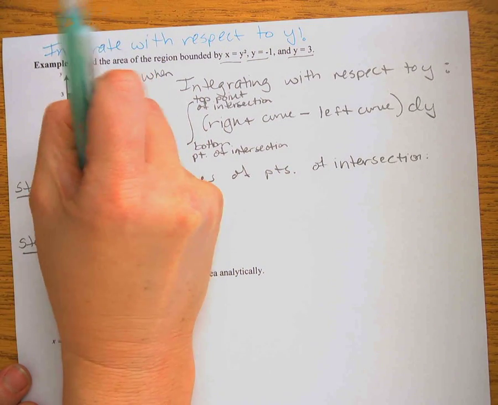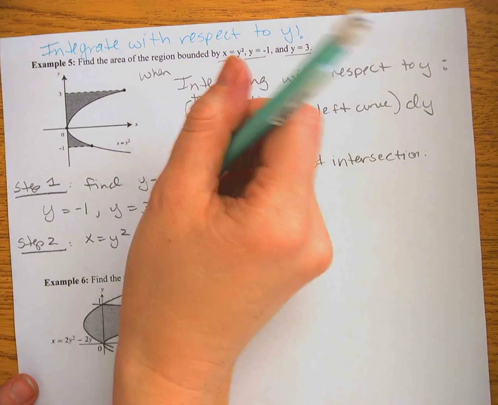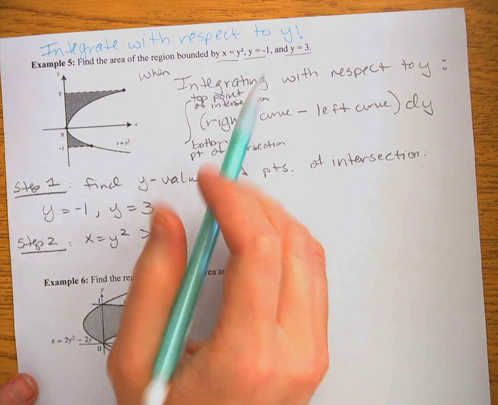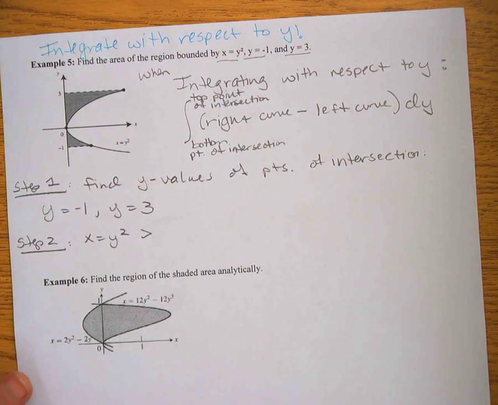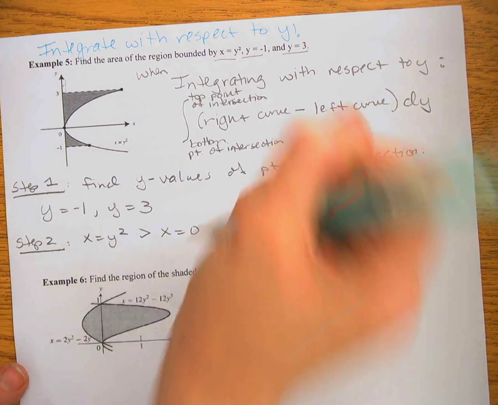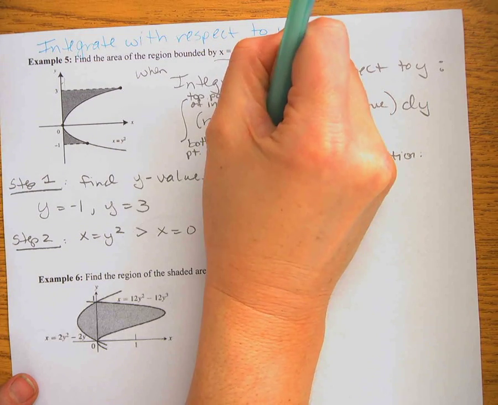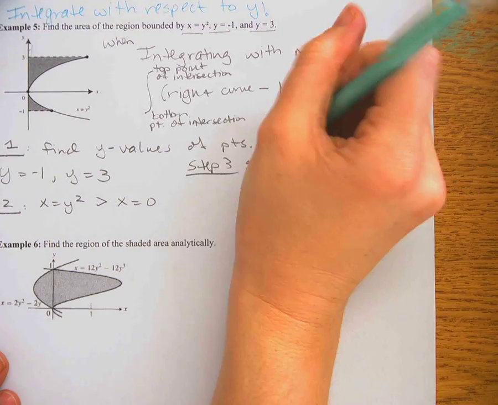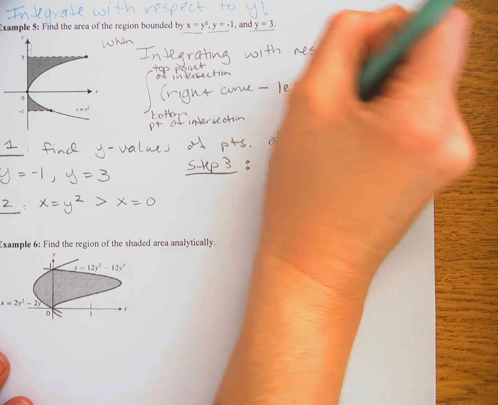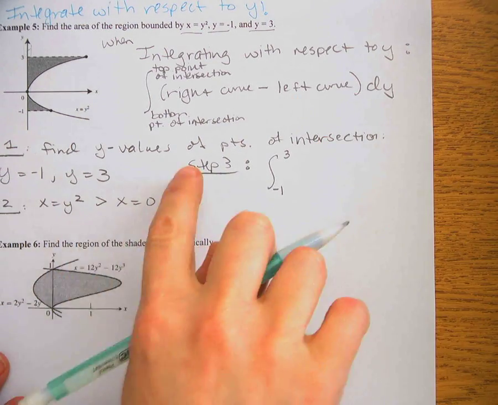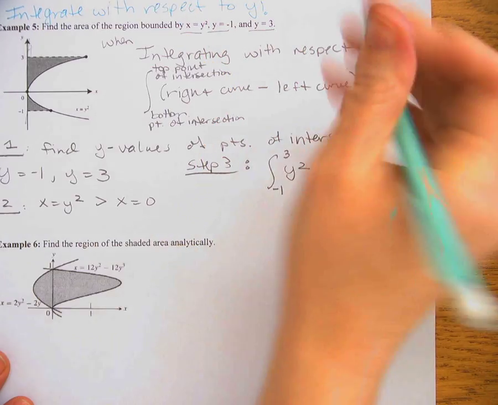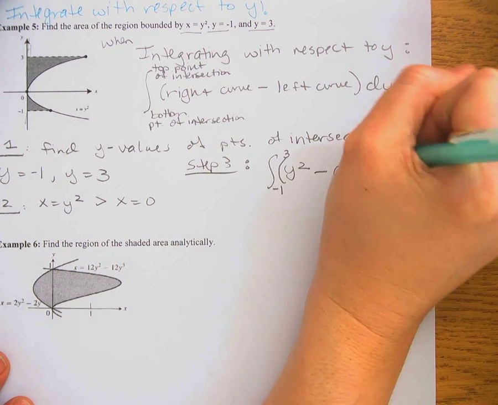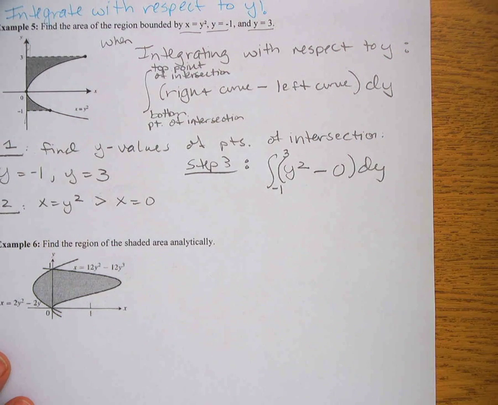So we could say that x equals y squared is always the one on the right, actually the whole graph is always on the right. Basically it's greater than the y-axis, greater than when x is 0. So then step 3 would just be to set up the integral. We're going to integrate from the bottom point to the top point, and then we're going to do the right curve, which is y squared, minus the left curve, which is the y-axis, when x is 0. And then we're integrating with respect to y.